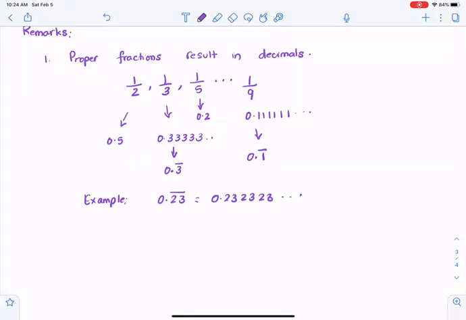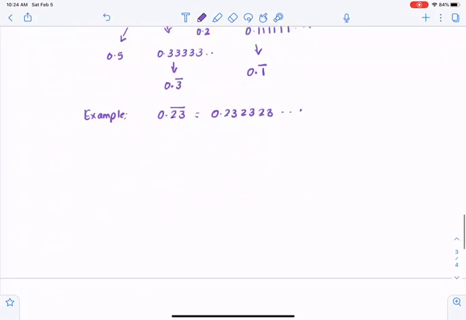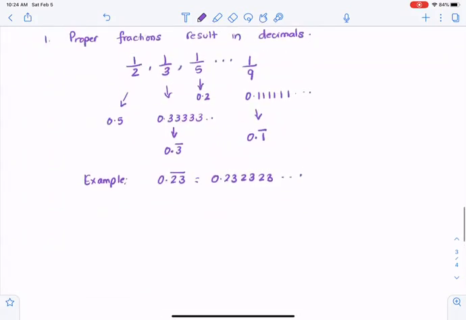More precisely speaking, proper fractions would either result in a terminating decimal, which is like 0.5 ending, or repeating digits, or the case where it doesn't repeat at all, in which case it would become an irrational number.